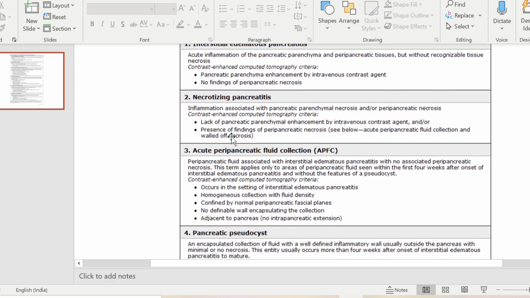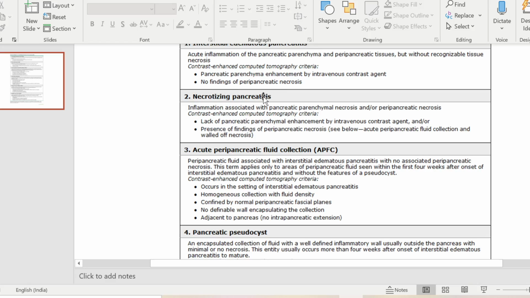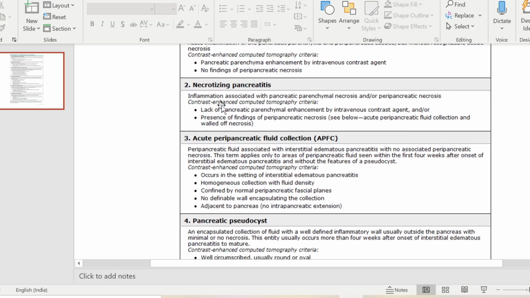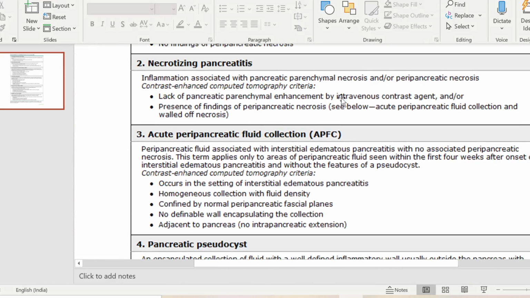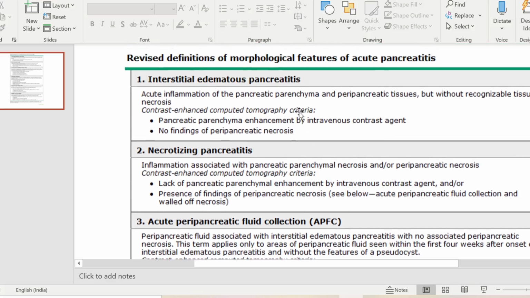The second term is necrotizing pancreatitis. It is inflammation associated with pancreatic parenchymal necrosis and/or peripancreatic necrosis. The CECT criteria show lack of pancreatic enhancement by IV contrast agent and presence of findings of peripancreatic necrosis. So these are the two terms.